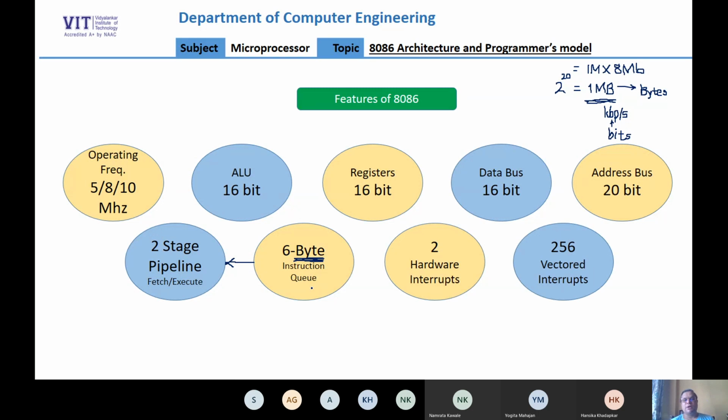Apart from these two hardware interrupts, the 8086 processor also provides software interrupts or vectored interrupts. It provides you 256 software interrupts. These are called vector interrupts, or also software interrupts. So there are two hardware interrupts and 256 software interrupts. Software interrupts are in the form of instructions. So in my program, anywhere I want to generate an interrupt to the processor, I have to incorporate the interrupt instruction in my program.